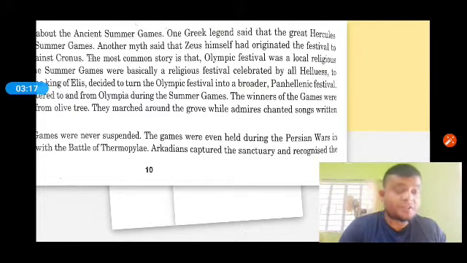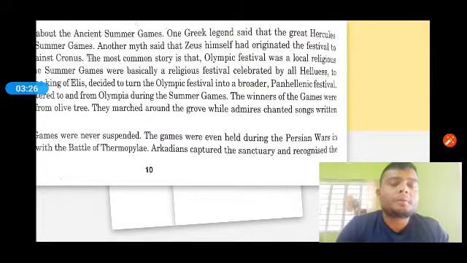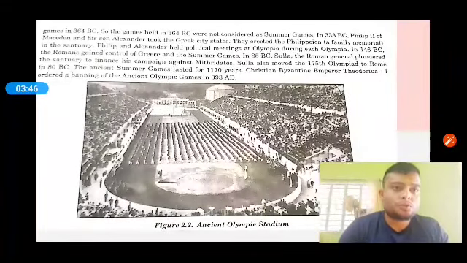The winner of the games was crowned with wreaths from olive trees. There's a wreath, a kind of a crown made from olive trees, and the winner was given that during those times. And the games were never suspended, and it was held even during the Persian War. So during the games time, even if there is war, they would continue with their games. So they were very serious about their Olympic games.